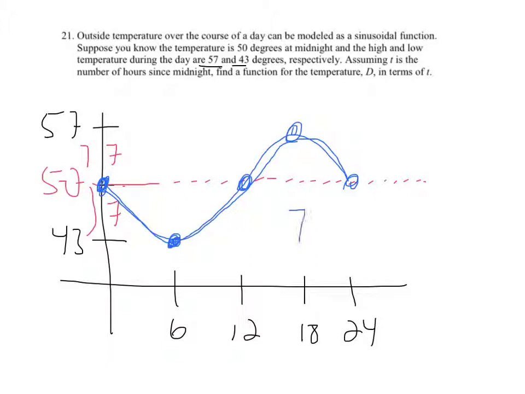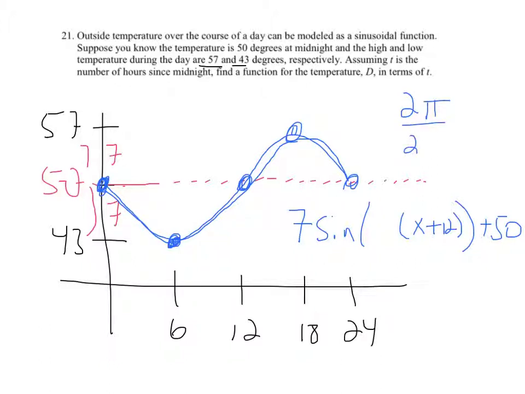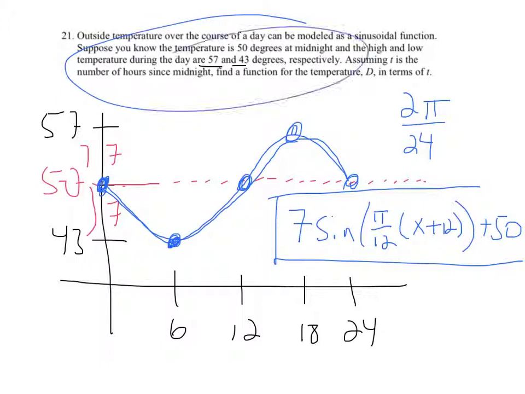I know the amplitude is 7. I know it's a sine graph. I know that it's been shifted to the right 12. I also know it's been shifted up 50. And then to get the period, I know that normally sine repeats every 2 pi units. This is repeating every 24 hours, so that becomes pi over 12. So that is the transformed trig function that models this.